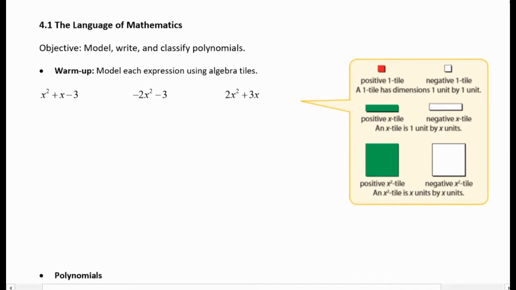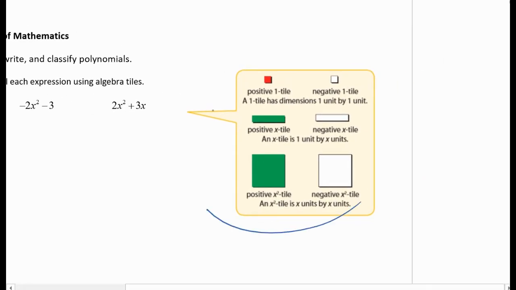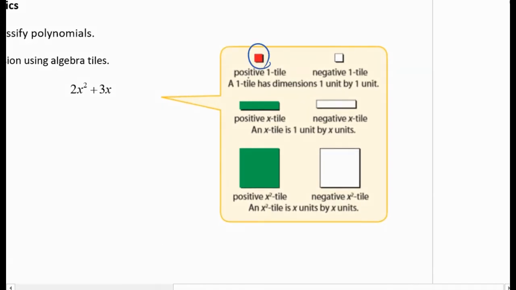So I want you to look at the warm-up question. Those are polynomial tiles. So here, this is a positive one. This red tile is positive 1, and this white tile is a negative 1. And this green tile is a positive x tile. So this is positive x squared, negative x squared, right?